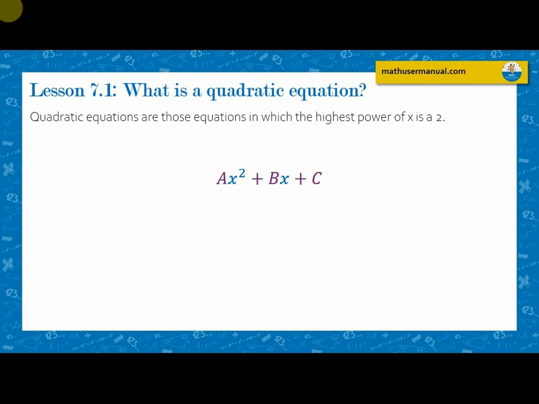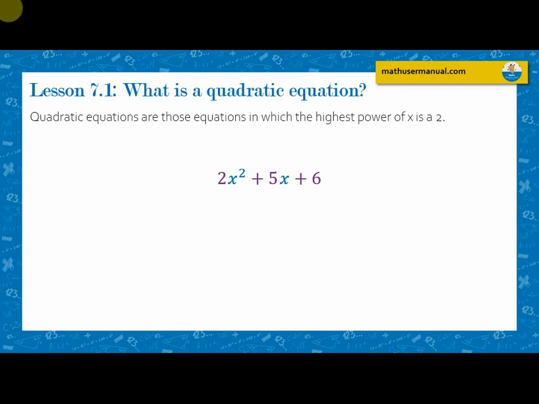ax squared plus bx plus c, where a, b, and c are called coefficients, and they can be any number, positive or negative, even 0. As long as the equation's highest exponent is x squared, an exponent of 2, and as long as we have an x squared, it's considered a quadratic equation. Let's view some examples of quadratic equations.